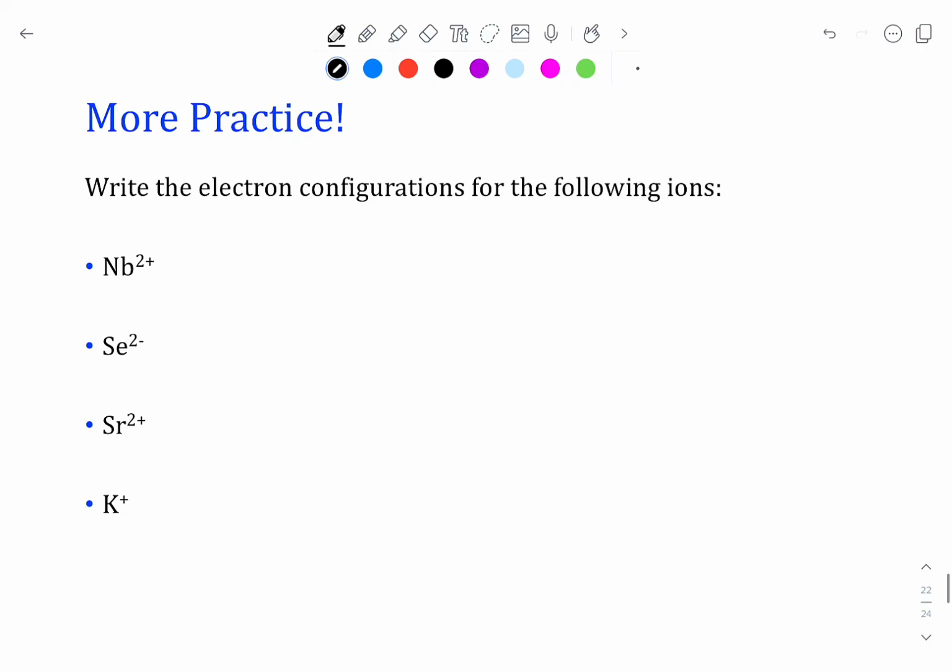Let's do some more practice. Before I jump in and we work through these together, what I want you to do is pause the video and write out the electron configurations for each of these elements, and then try to determine their electron configurations for their ions. So first start with your neutral element, and then determine where the electrons either need to be removed from or added to.